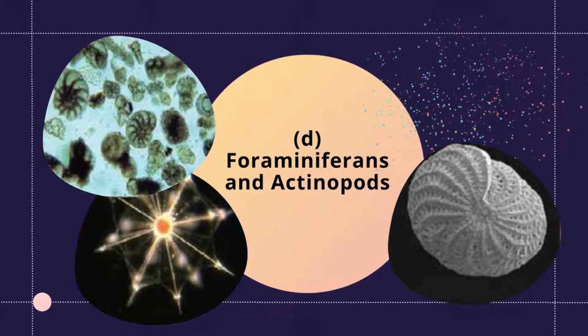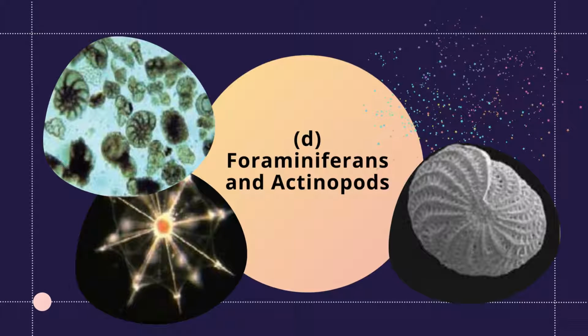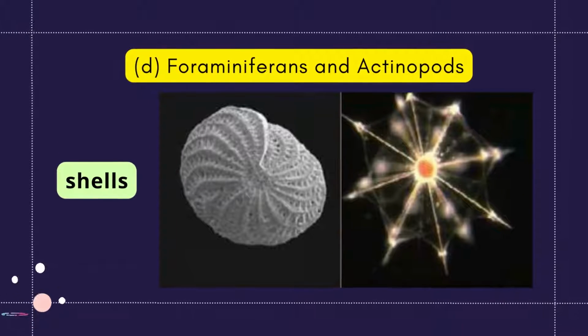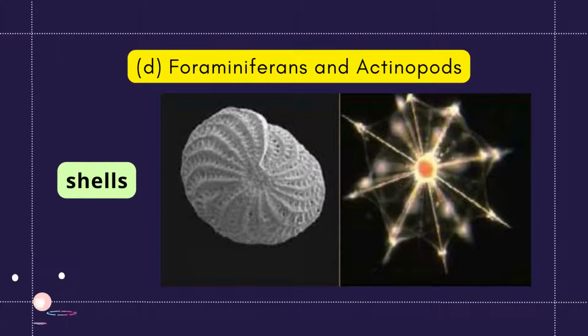These marine protozoans produce shells or tests. The shells of Foraminifera are made of calcium, whereas those of actinopods are made of silica. The shell or test contains pores through which cytoplasmic projections can be extended. Here you can see Foraminiferans and actinopods. The structure having a white shell is Foraminiferans, and the crystal or silicon shell shows actinopods.